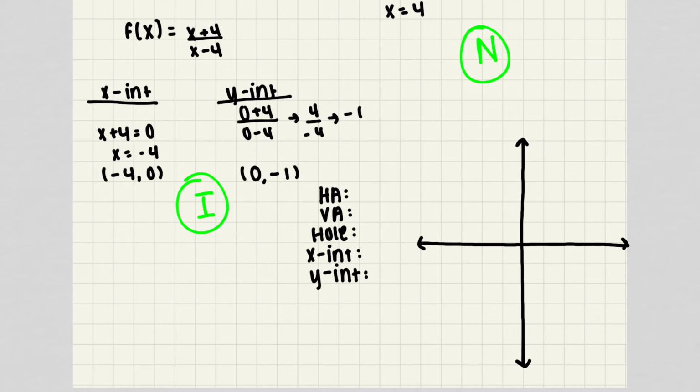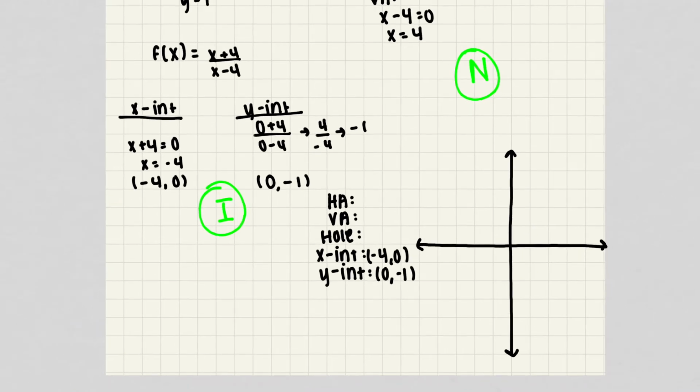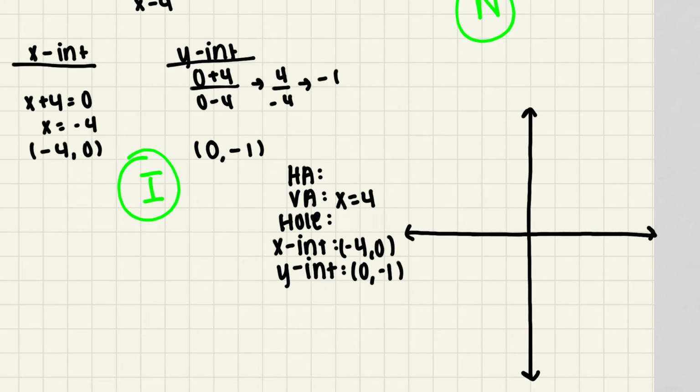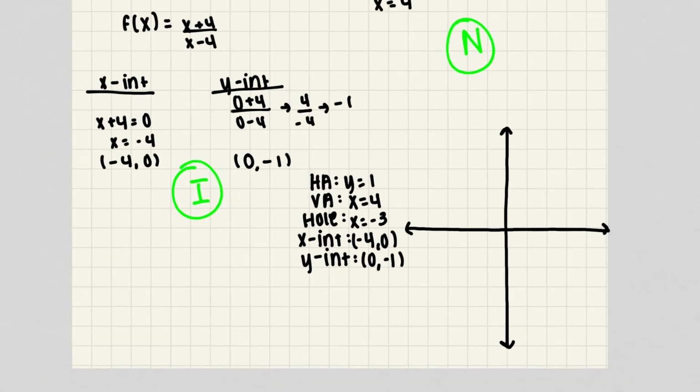So I know my y-intercept, I found it to be 0, negative 1. My x-intercept was negative 4, 0. My vertical asymptote was x equals 4. The hole was at x equals negative 3. And the horizontal asymptote was at y equals 1. Now we just found all of that, but I want it closer for when we graph.